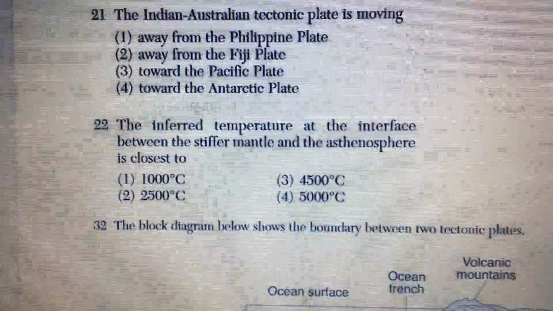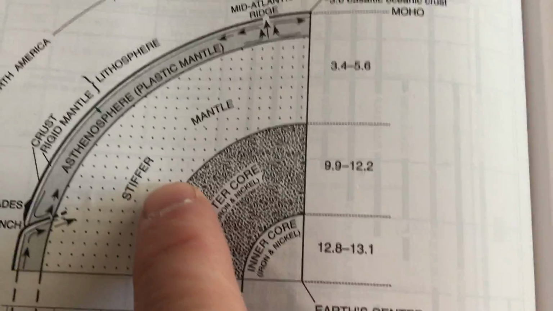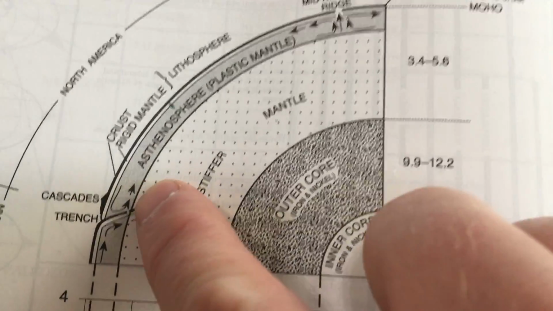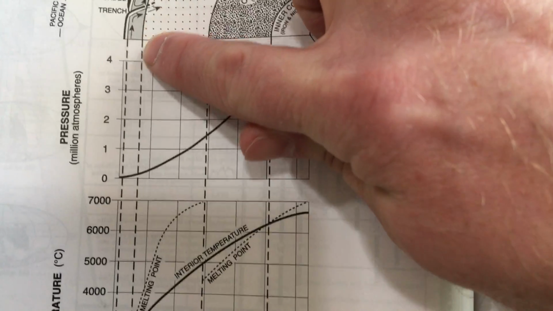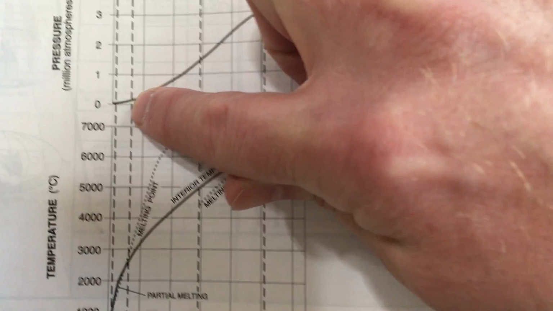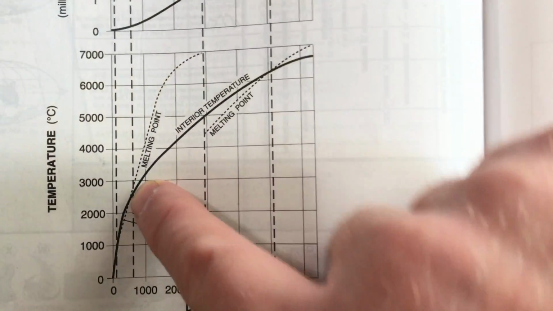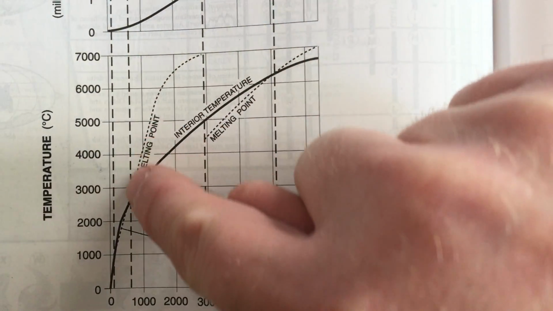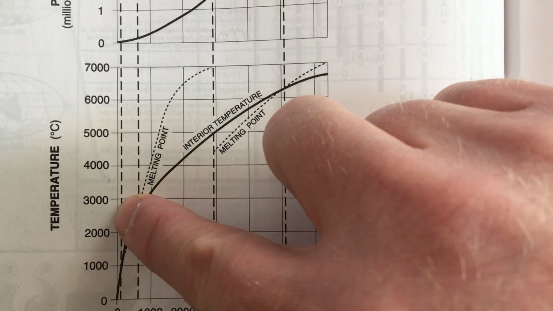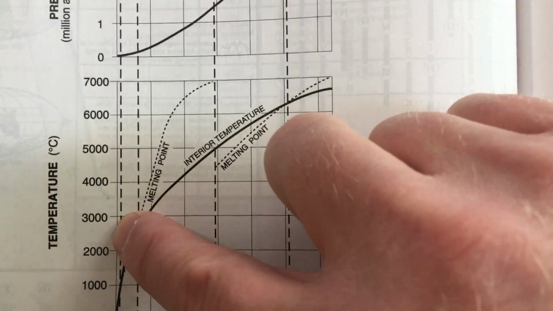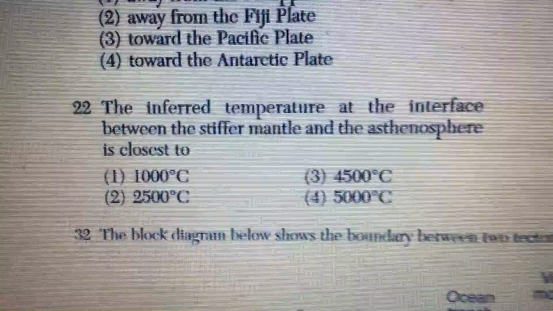The inferred temperature, the interface between the stiffer mantle and the asthenosphere. So all we gotta do is find that. Stiffer mantle, asthenosphere. There's the boundary between them. And all they want is the temperature. So we take that spot, go down to here. The pressure is about that, but that's not this question. The temperature, that line right there, intersects right there. I come over here and I see what the temperature is. It's looking somewhere between 2,000 and 3,000. So I'm liking choice 2.